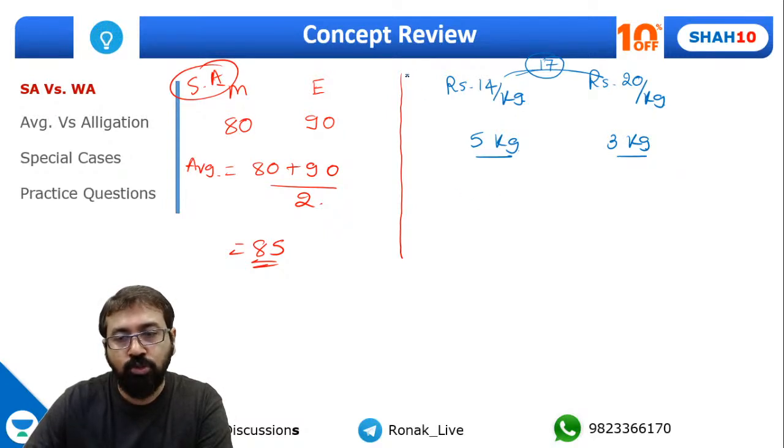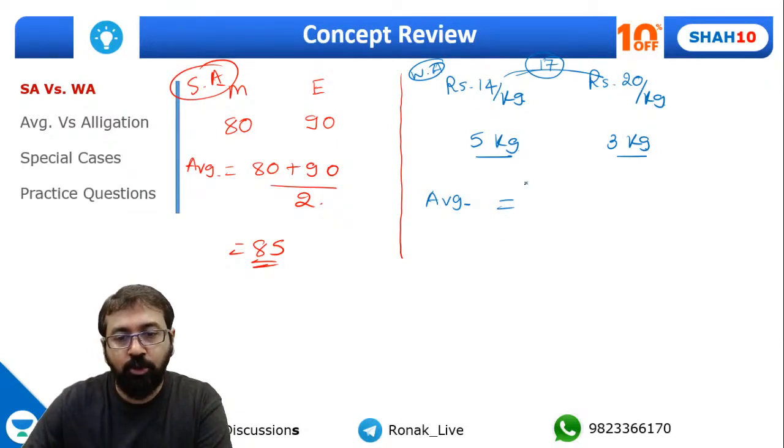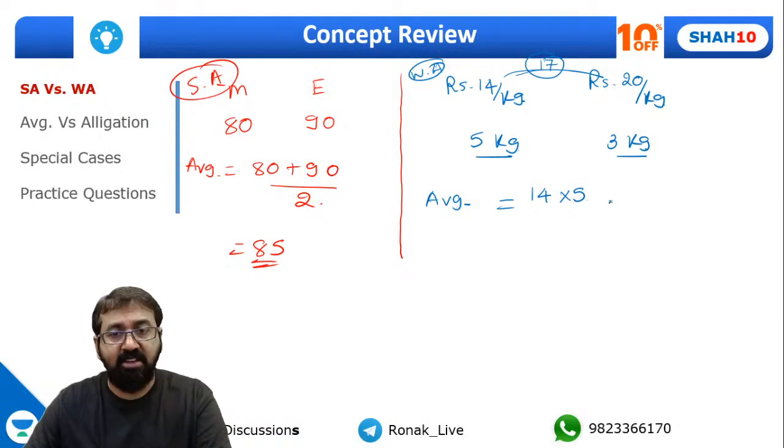So here we will use the concept of weighted average. How do we find weighted average? The average over here will be total money spent divided by total number of kgs purchased, right? So how many rupees did I spend? I purchased 5 kg of the 14 rupees variety. So in total I must have spent 14 into 5, that is 70 rupees.